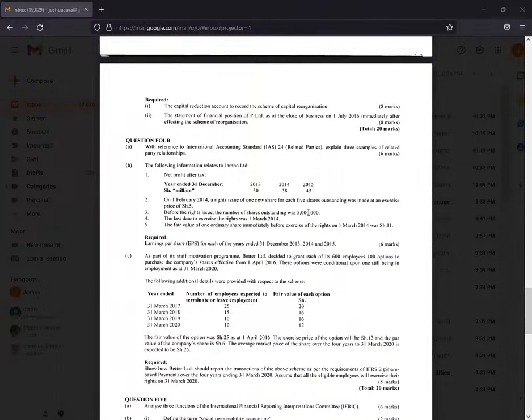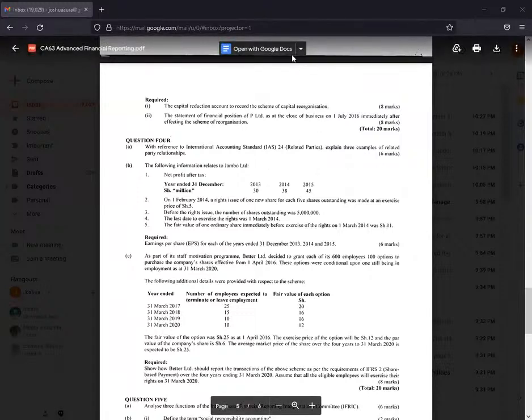And then note number 4, the last date to exercise the rights issue was 1st March 24. I told you to delete that statement. Note number 5, the fair value of 1 ordinary share immediately before. Ladies and gentlemen, before the rights issue, which took place in 2014, we've been having 5 million shares.